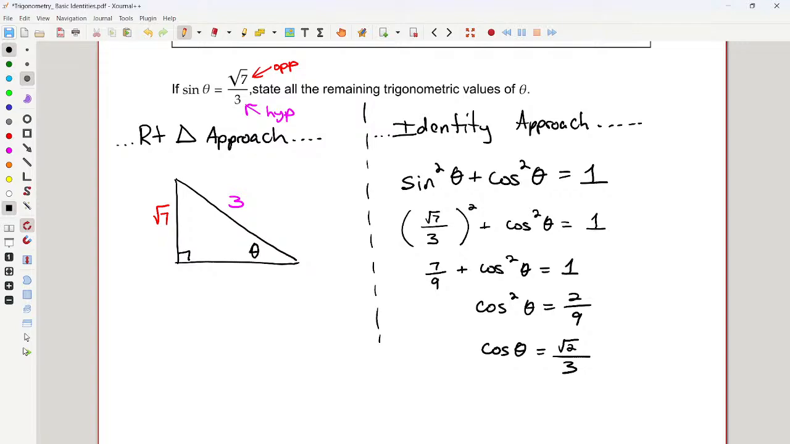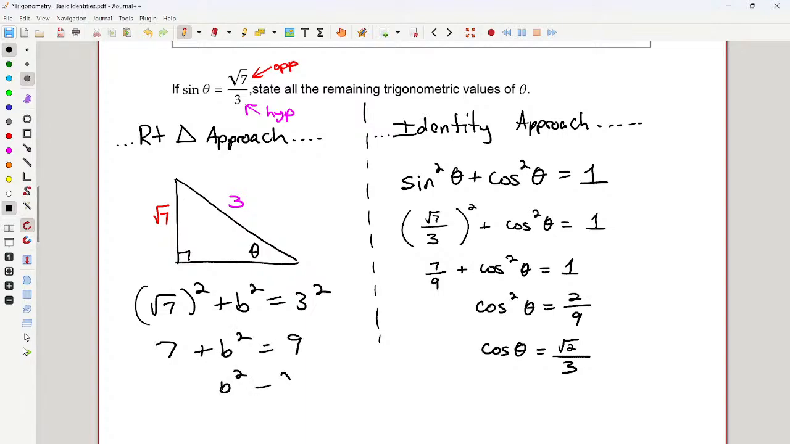By the way, can we just check it? I am super curious. I know it's going to work out. We would find this missing side over here. I'll speed it up just with one color. Root 7 squared plus b squared equals 3 squared. We'd have 7 plus b squared equals 9. We'd subtract 7, we'd get 2. We take a square root and we get root 2. So this base right here is root 2. And then we'd say, all right, what's the cosine of this angle? Adjacent over hypotenuse, root 2 over 3. Same answer, okay?